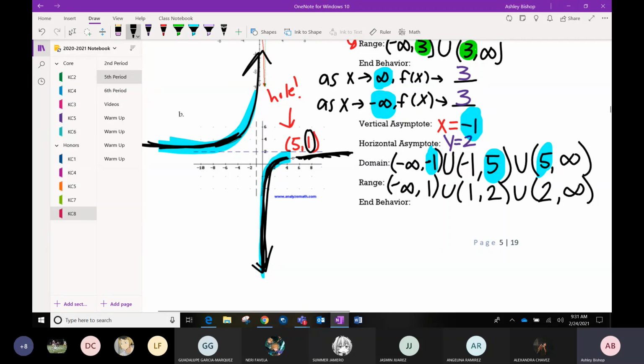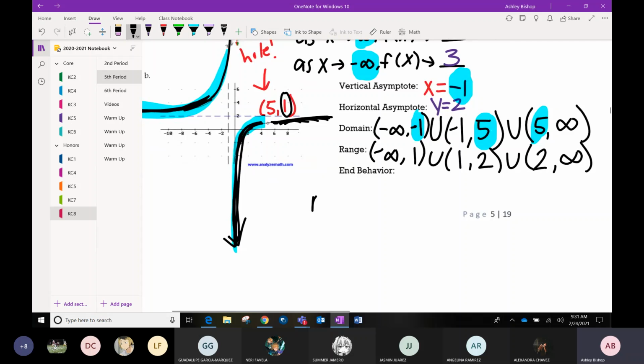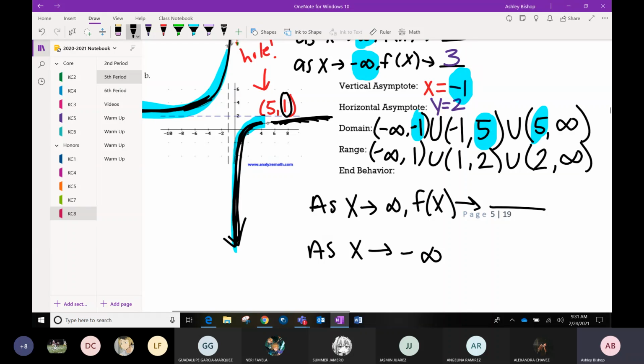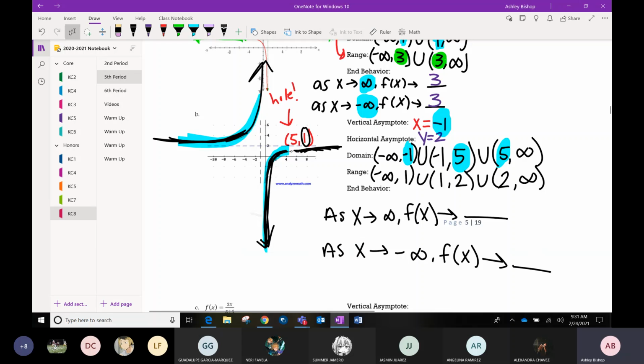Alrighty, and then end behavior, you already know what the end behavior is going to be without even looking at the graph. End behavior: as x approaches positive infinity, f of x approaches blank, and as x approaches negative infinity, f of x approaches blank. The best advice I would give you is just to remember that what goes in the blank is always going to be your horizontal asymptotes. That would be the fastest way to do it.